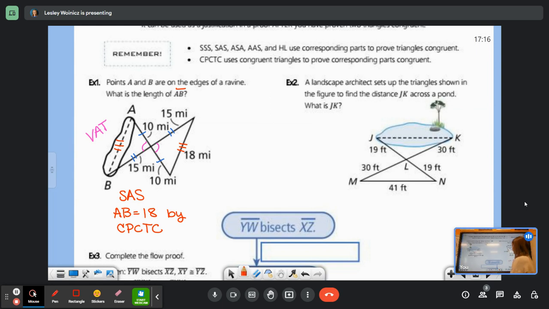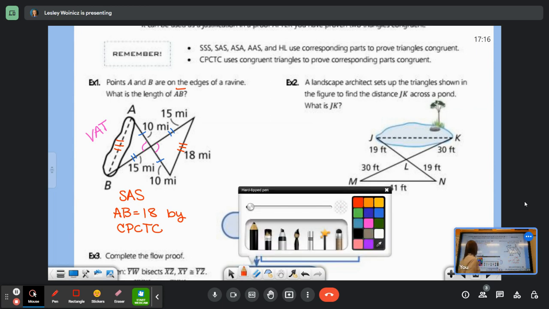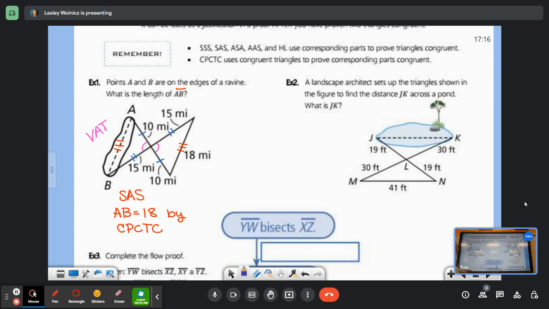All right, let's look at another example. Here we have a landscape architect setting up the triangles shown in the figure to find the distance, JK, across a pond. Okay, so he's not going to walk through the pond with a measuring tape. So we want to find another way to get that distance. So we know that 19 is congruent to 19. We know that 30 is congruent to 30.